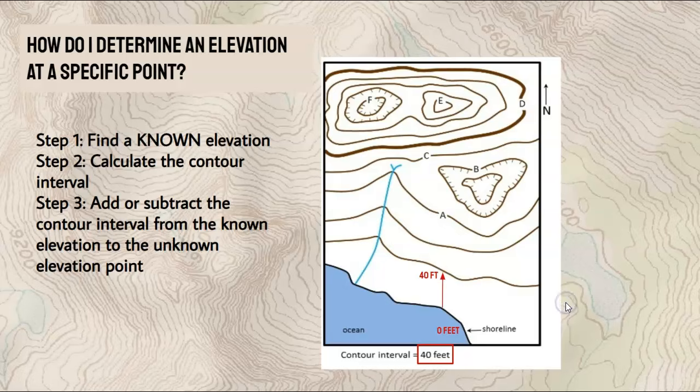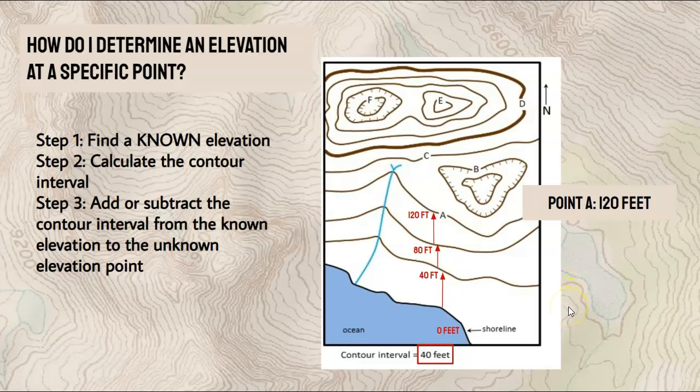So then our last step is just to simply add or subtract the contour interval from the known elevation to the unknown elevation point. So in this case, if we're going all the way up to point A, I would increase my contour interval by 40 every time that I cross a new contour line. So our elevation at point A on this specific map is going to be 120 feet.